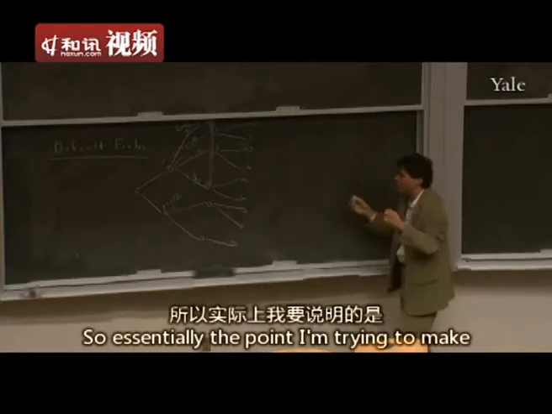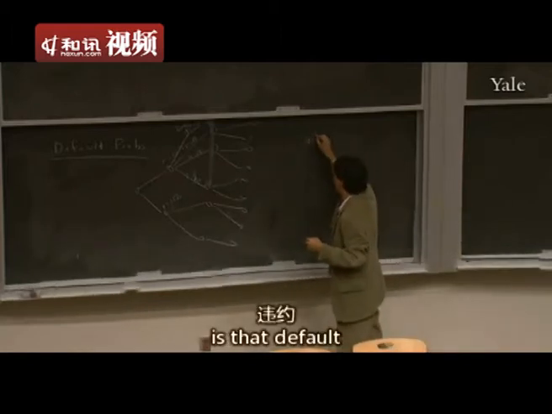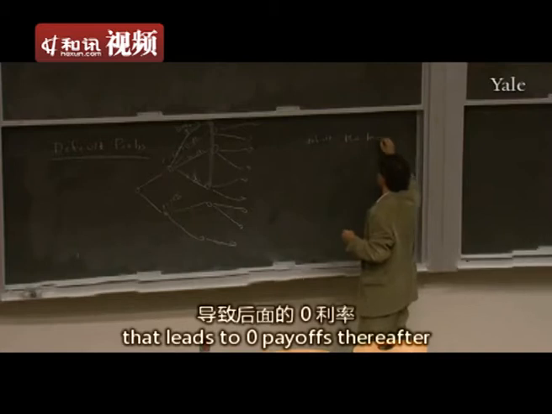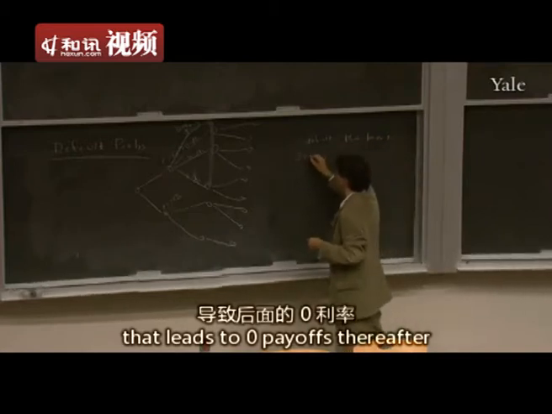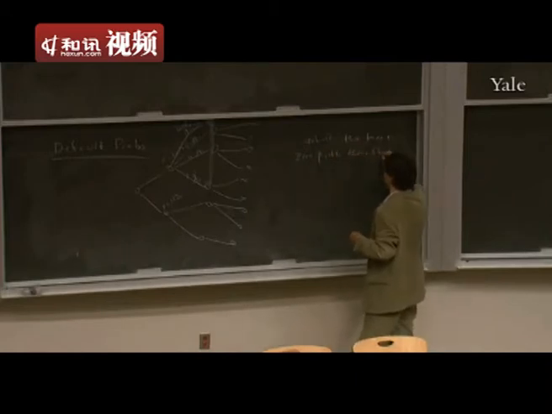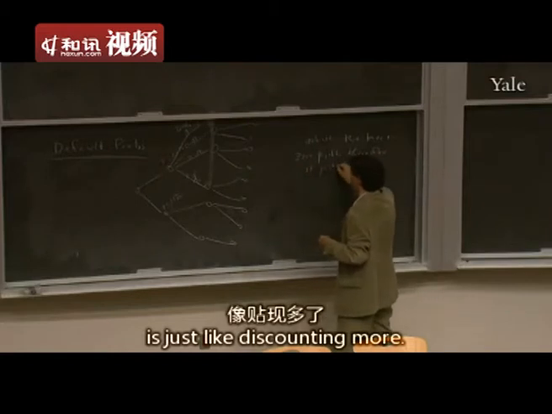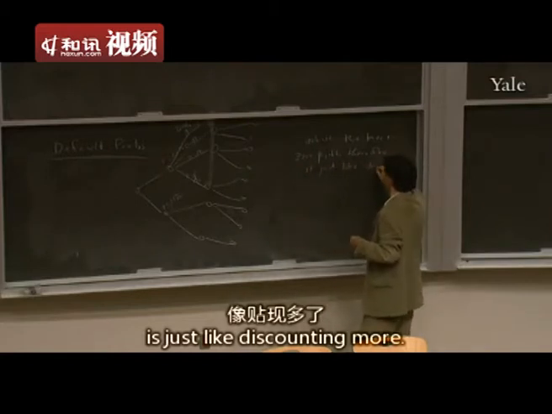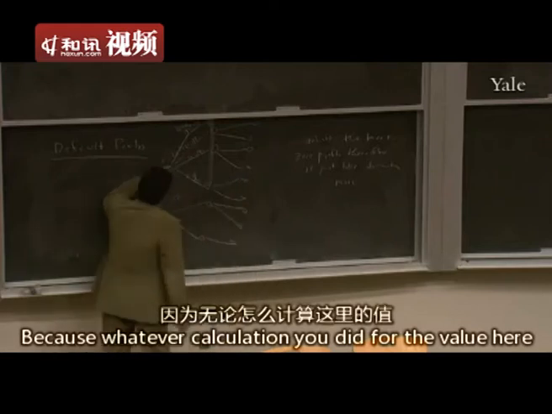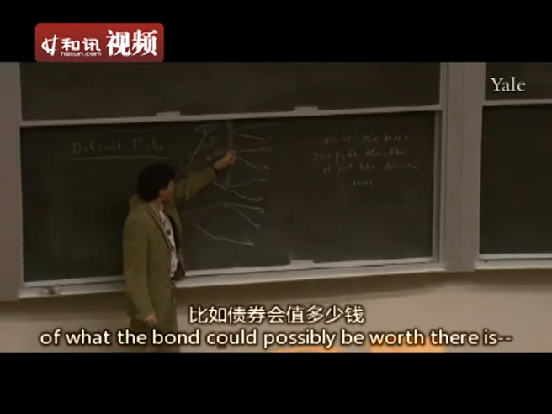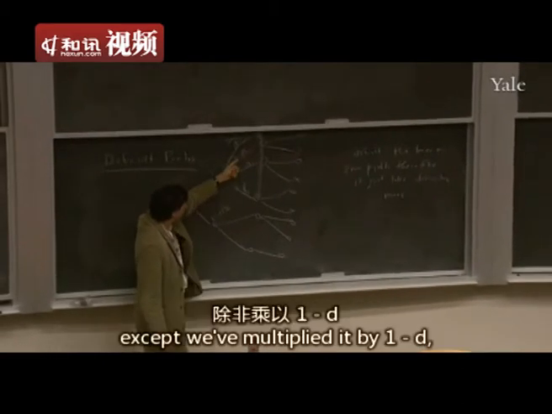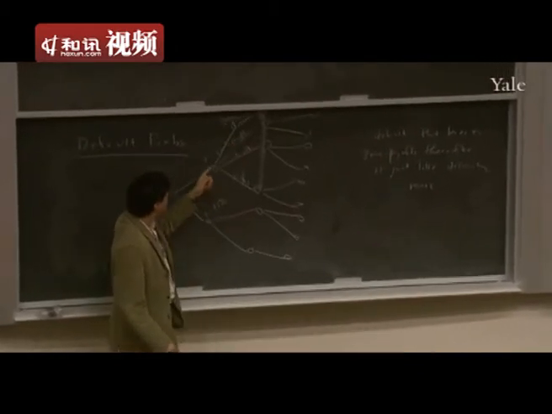So essentially, the point I'm trying to make is that default that leads to 0 payoffs thereafter is just like discounting more. Why is that? Because whatever calculation you did for the value here of what the bond could possibly be worth, it's all the same numbers as there were before, except we've multiplied it by 1 minus D. So it's the same thing.